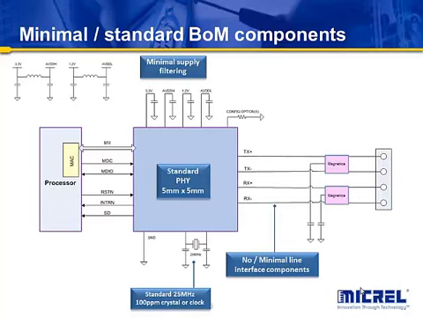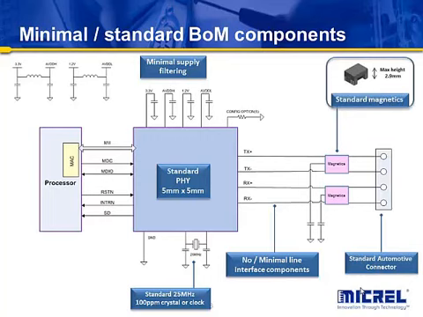A major benefit for standard Ethernet in automotive is the minimal or no components required on the line interface between the PHY and the magnetics, simplifying the layout and enhancing signal integrity. Standard low-cost Ethernet magnetics can also be utilized, and of course, Ethernet will continue to utilize preferred common automotive connectors and wiring harness.